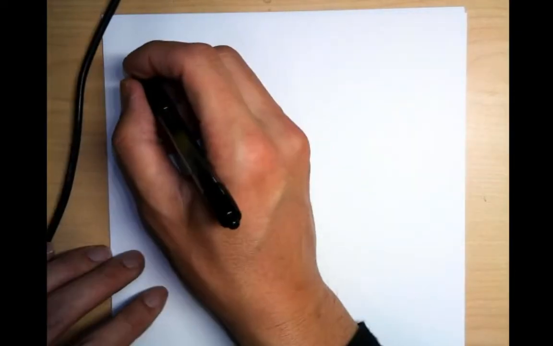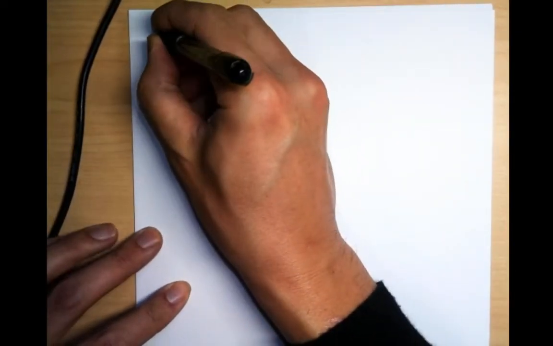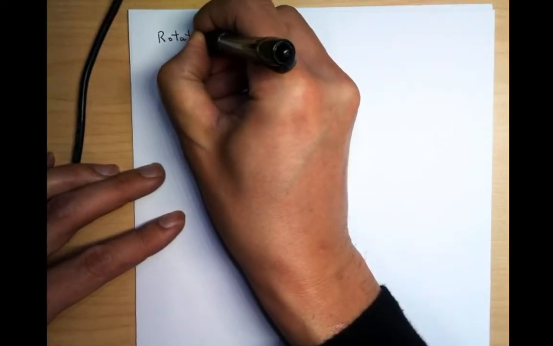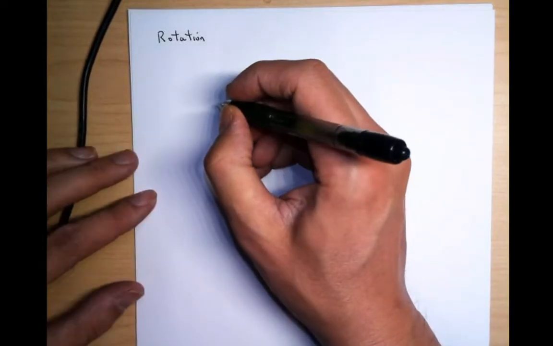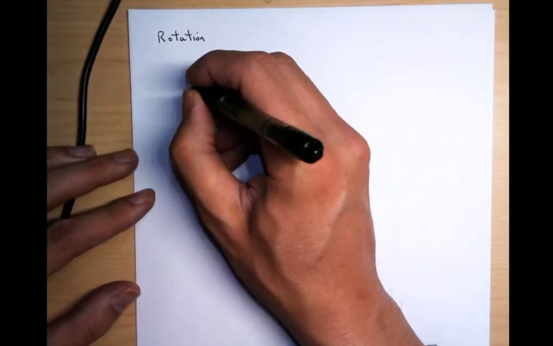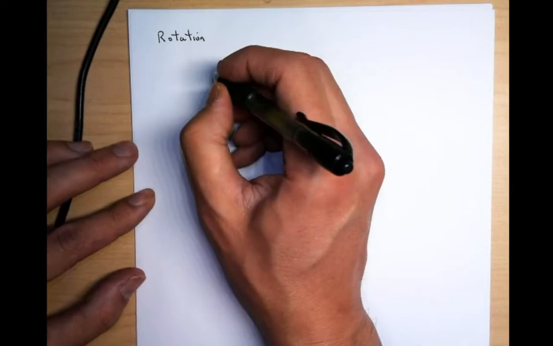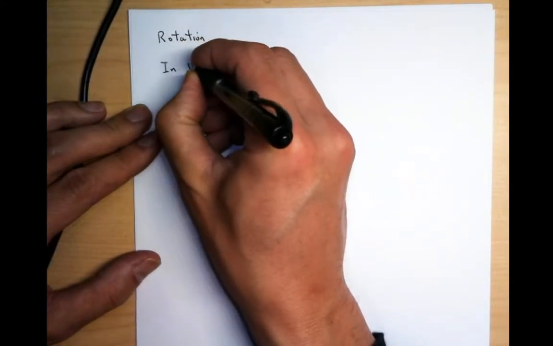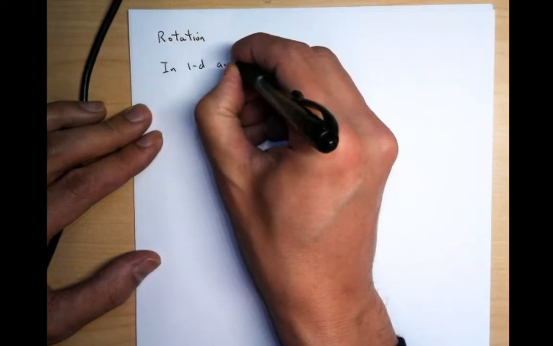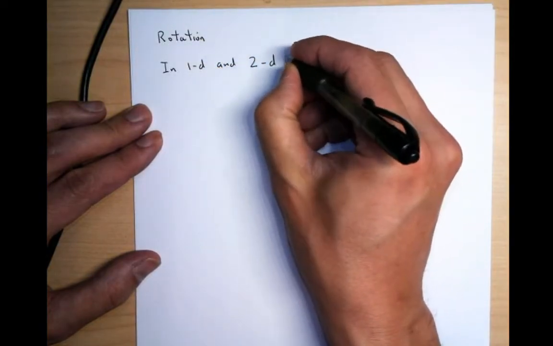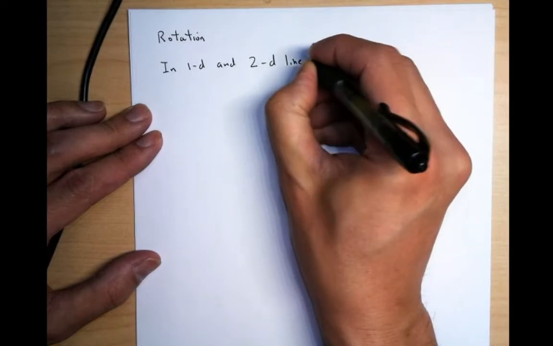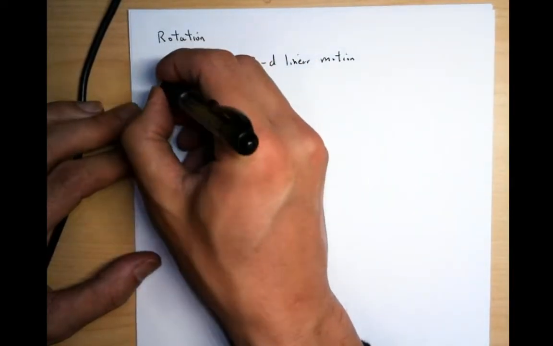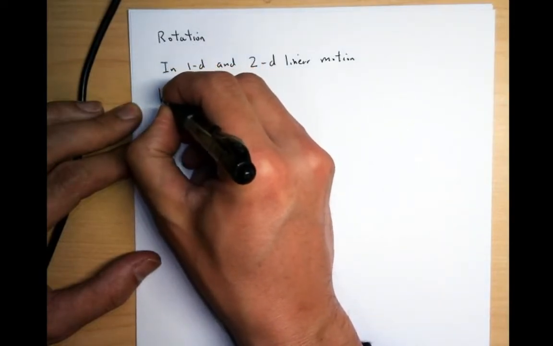In this lecture, we're going to start talking about rotation. So before we begin, let's go through a sequence of basically what we did for 1D motion already. So 1D and 2D linear motion. We have kinematics. Start with kinematics.